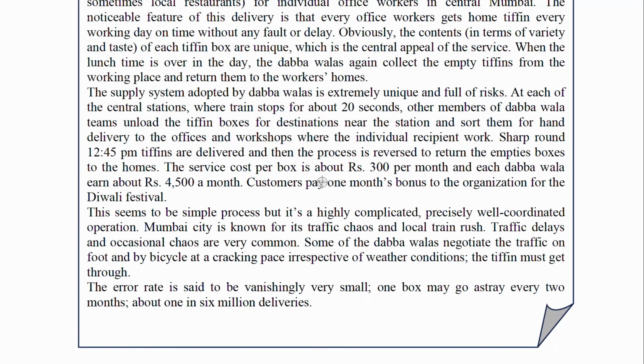Mumbai city is known for its traffic chaos and local train rush. Traffic delays and occasional chaos are very common. Some of the dabbawalas negotiate the traffic on foot and by bicycle at a cracking pace irrespective of weather conditions. The tiffin must get through. The error rate is said to be vanishingly small. One box may go astray every 2 months, about 1 in 6 million deliveries.